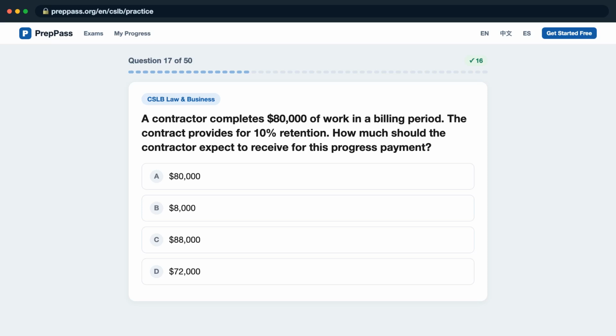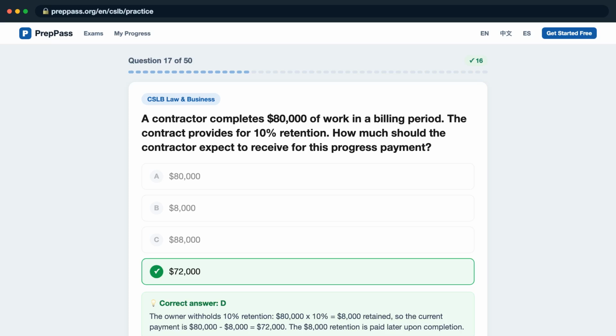Question 17. A contractor completes $80,000 of work in a billing period. The contract provides for 10% retention. How much should the contractor expect to receive for this progress payment? Is it A, $80,000? B, $8,000? C, $88,000? D, $72,000? The correct answer is D.